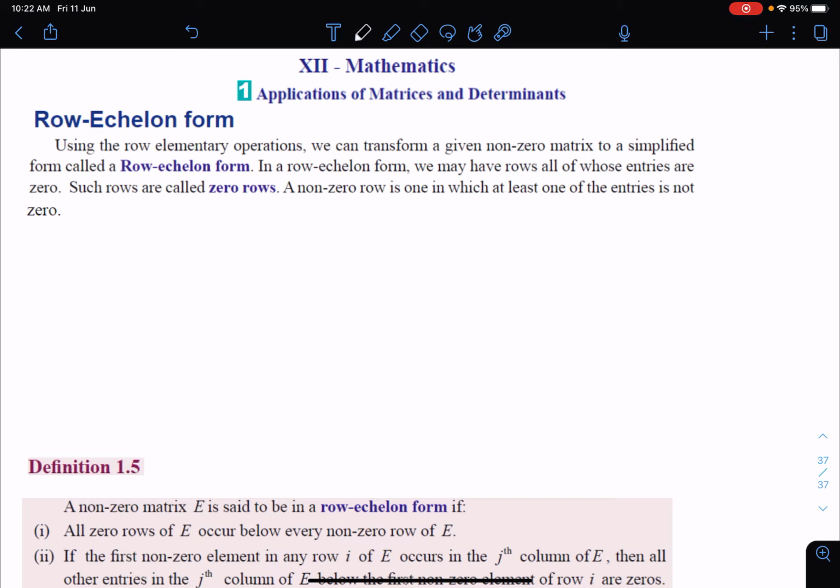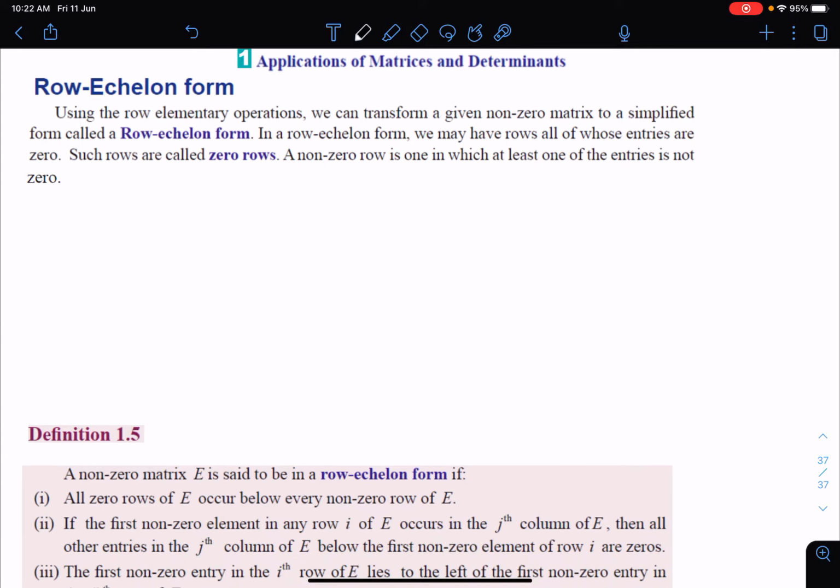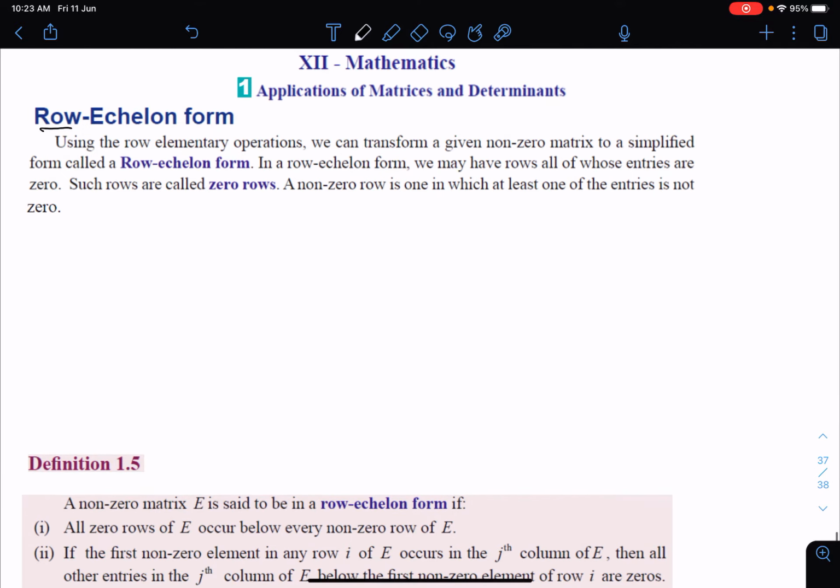Today we are going to go into the concept of row echelon form. What is row echelon form? The main concept here is our row. We are going to use the elementary transformations in our row and reduce the matrix to row echelon form. So what is the definition they have given here?